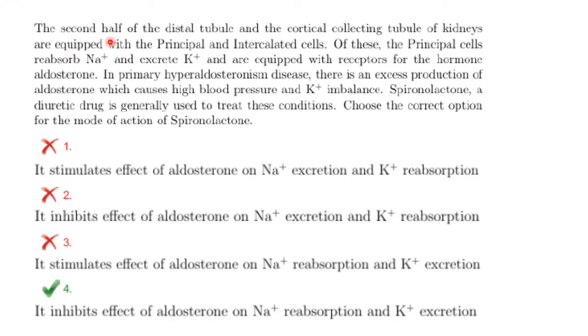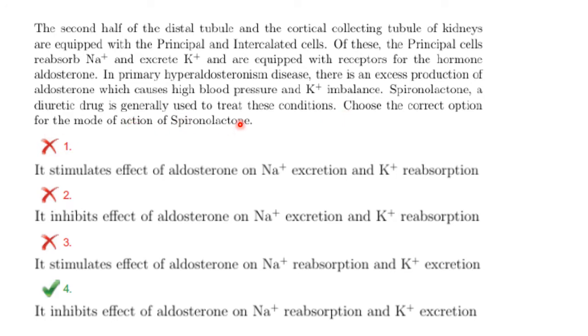Now next one. The second half of the distal tubule and the cortical collecting tubules of kidneys are equipped with the principal and intercalated cells. Of these, the principal cell reabsorbs Na plus and excretes K plus and is equipped with receptors for the hormone aldosterone. In primary hyperaldosteronism disease, there is an excess production of aldosterone which causes high blood pressure and K plus imbalance. Spironolactone, a diuretic drug, is generally used to treat this condition. Choose the correct option for the mode of action of spironolactone.